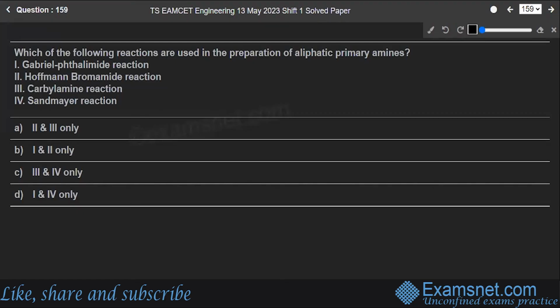Question number 159. Which of the following reactions are used in the preparation of aliphatic primary amines? Number 1, Gabriel phthalimide reaction; 2, Hoffmann bromamide reaction; 3, carbylamine reaction; or 4, Sandmeyer reaction. The correct answer is these two options, 1 and 2. Gabriel phthalimide reaction is a chemical process that converts alkyl halides into primary amine in the presence of a strong base.